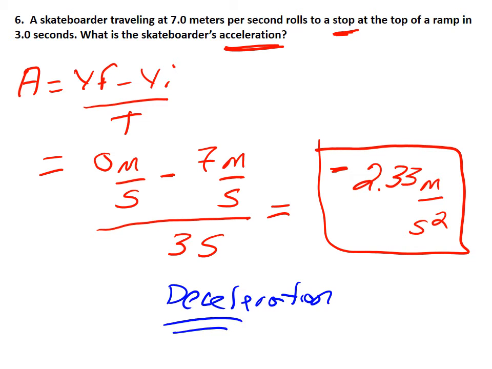Deceleration simply means that they slowed down. And it did, because if you read the problem, it said that it came to a complete stop. So it means it slowed.